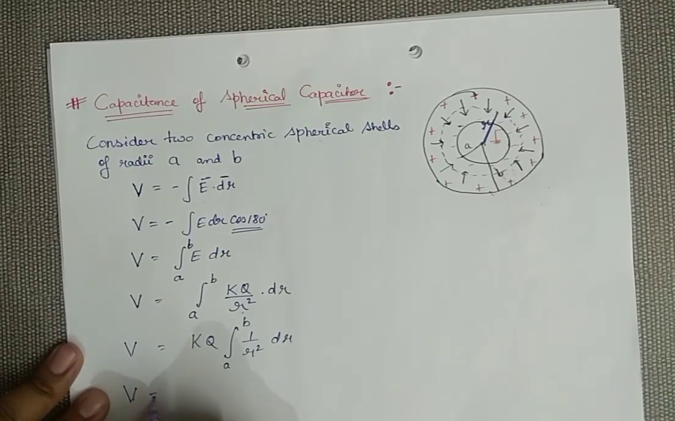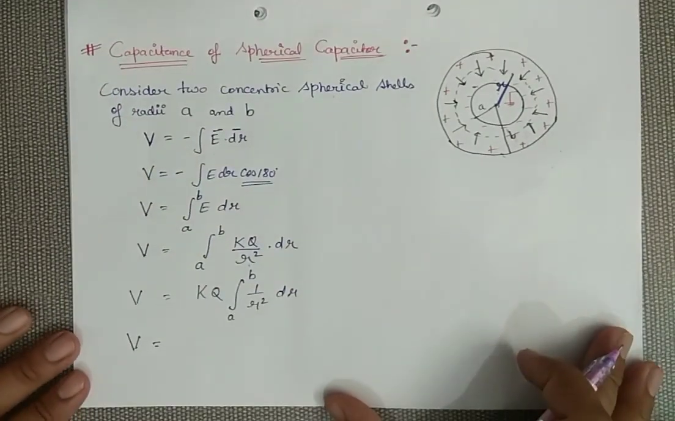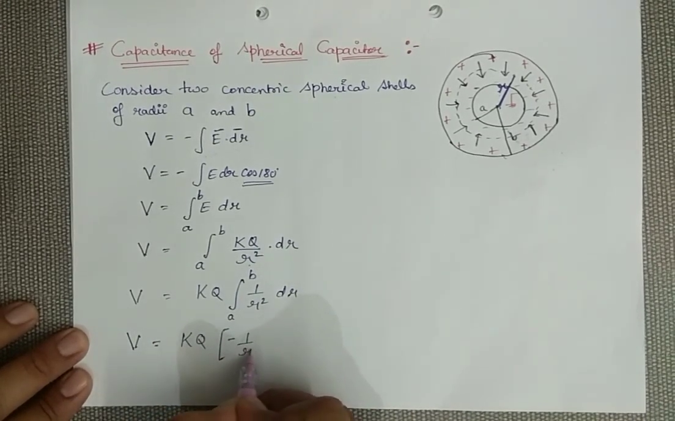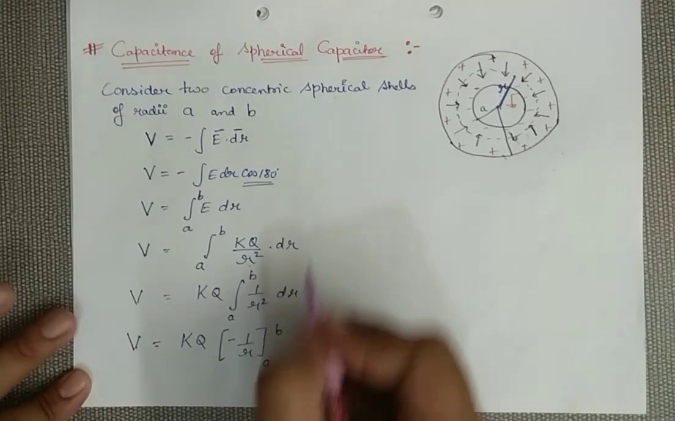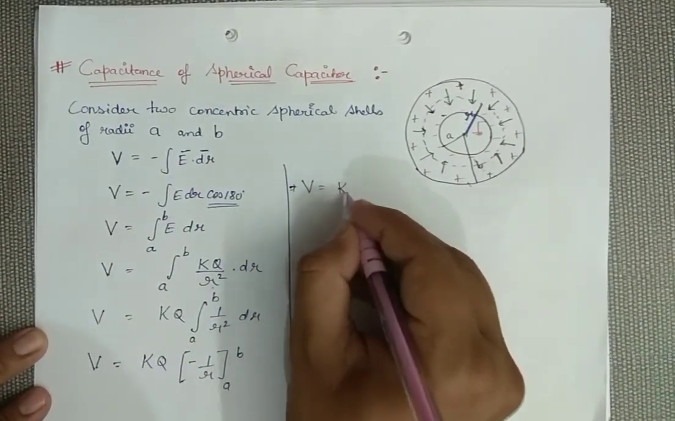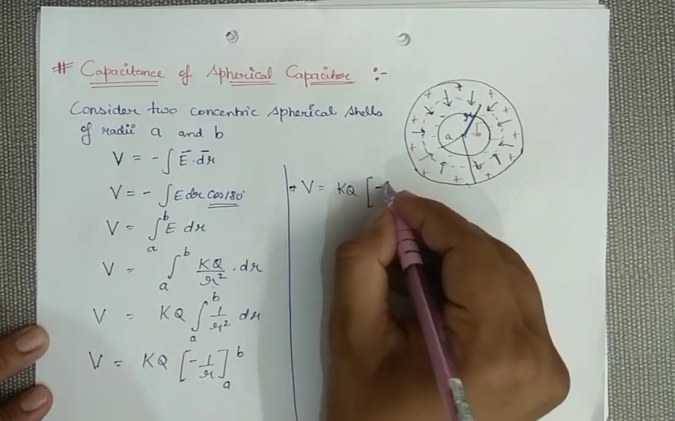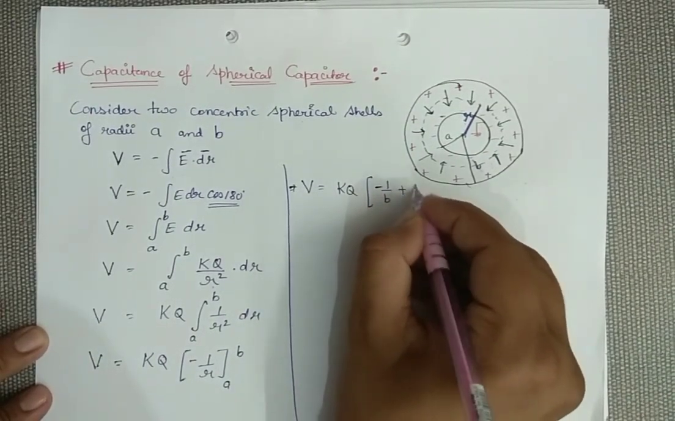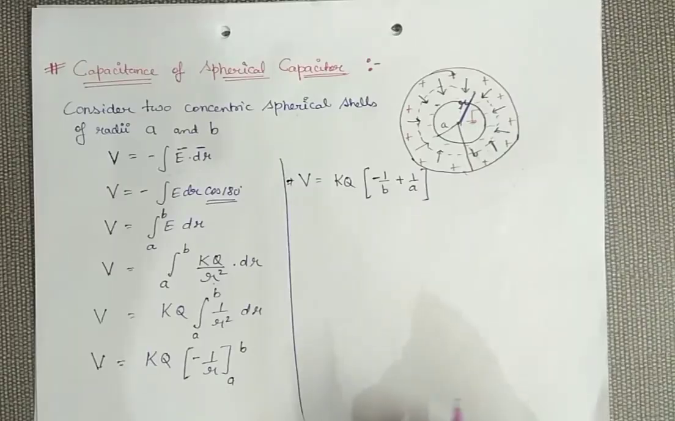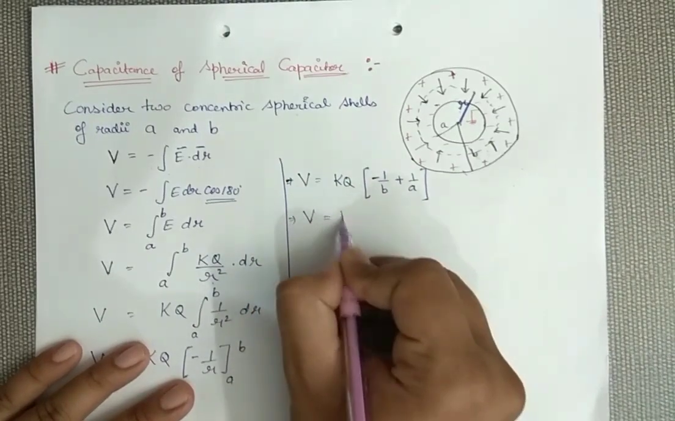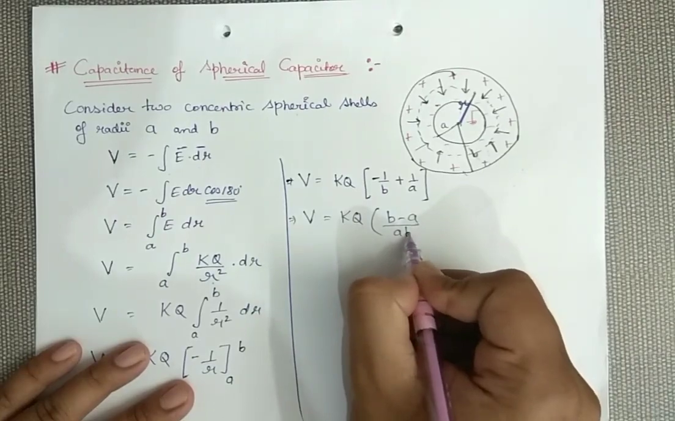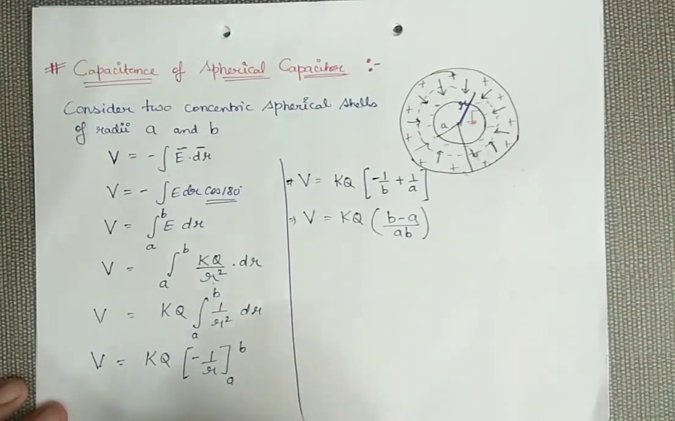So on further integrating this value, we will get kq times of minus 1 by r, limit is from a to b. Just substitute the limit. So your V is equal to k times of q, upper limit minus lower limit. So taking the LCM, your V will be kq times of (b minus a) upon ab. So this is the expression for potential.